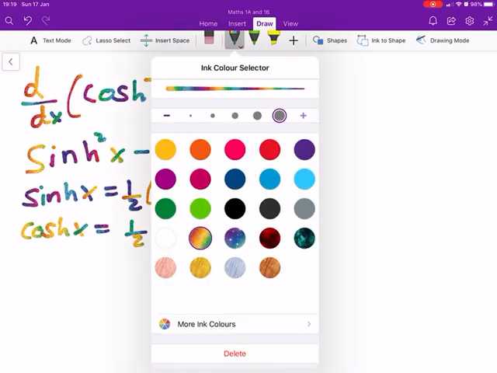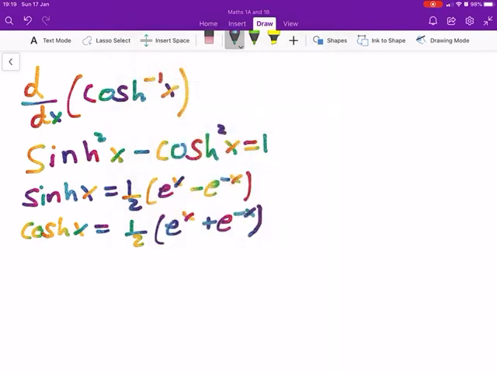Oh, and please let me know what you think of the color theme. I think it's pretty cool because you see on OneNote, you can just do all these cool different color themes.